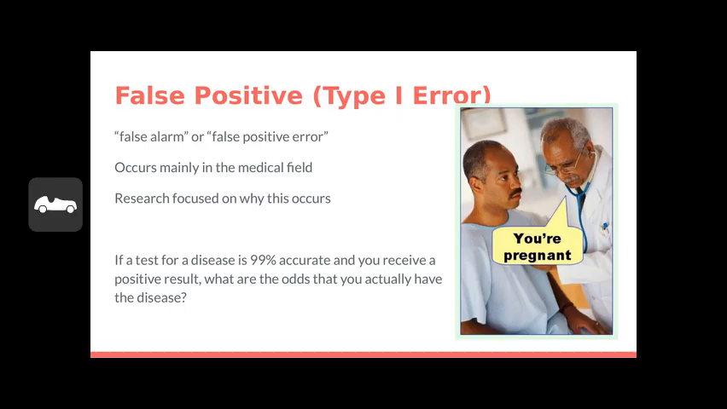So, if a test for a disease is 99% accurate and you receive a positive result, what are the odds that you actually have the disease? If the disease is very common, your odds might approach 99%. But if it's a more rare disease, the lower the odds that you have the actual disease, and the difference can be quite dramatic. For example, if you test positive for a disease that affects 1 in 1,000 people, your odds might be less than percent of having the actual disease. And this reasoning involves conditional probability.